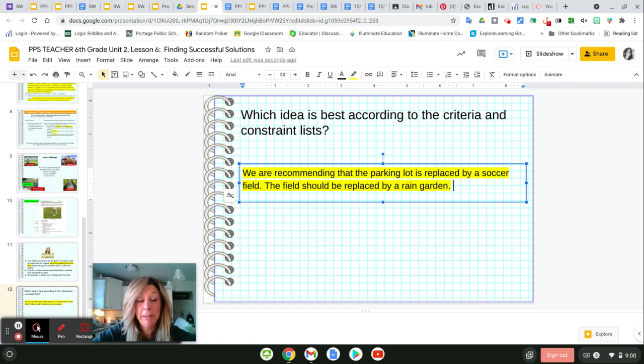It also benefits the community. People can come play soccer. They can have tournaments at this area. That's certainly going to bring money to the community. And at the rain garden, people can visit and enjoy those activities and also spend money in the area when they do come. So these are two good solutions that we can recommend to the committee.